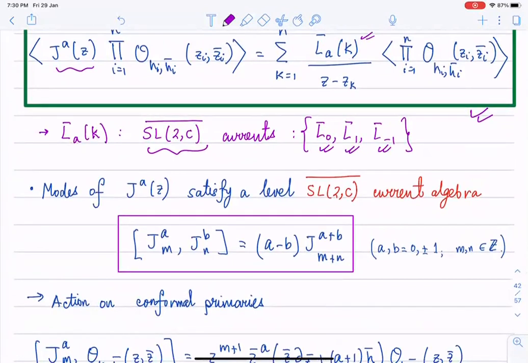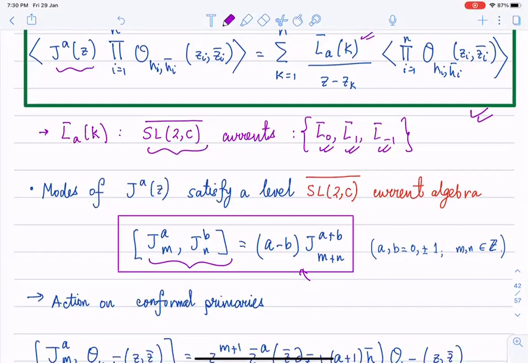So now it is once again convenient to consider the modes of these currents, as we would do in standard 2D CFT. If you compute the commutators of these currents, you will see that these commutators take the following form. Once again, if you open up your favorite 2D CFT textbook, you will see that this commutation relation has the structure of a current algebra.